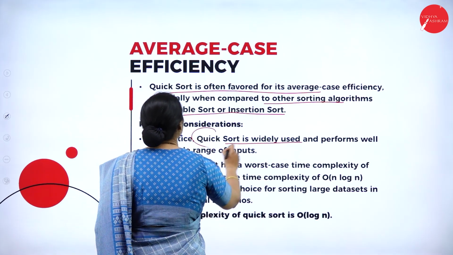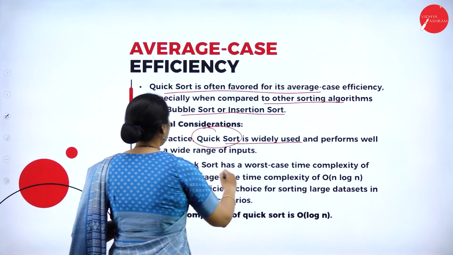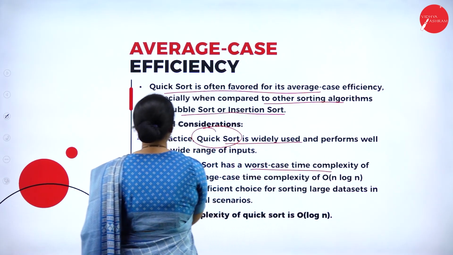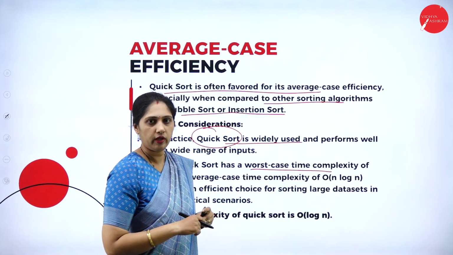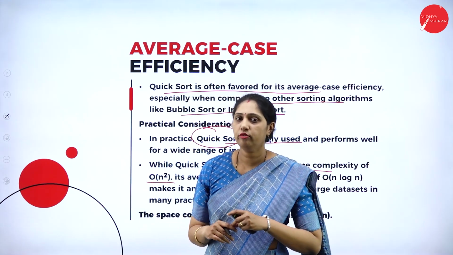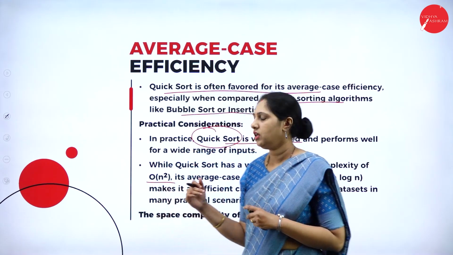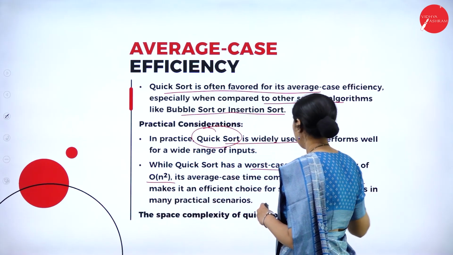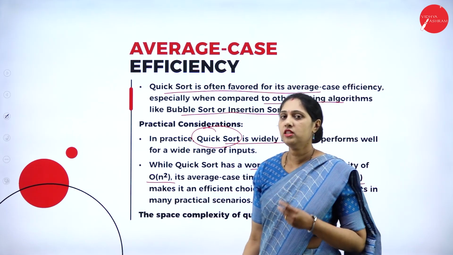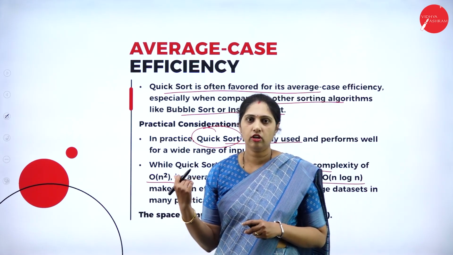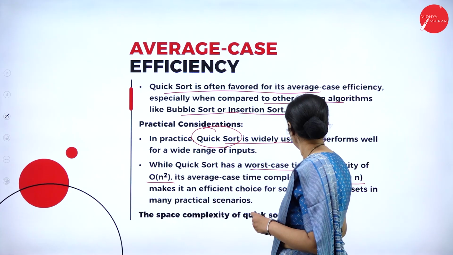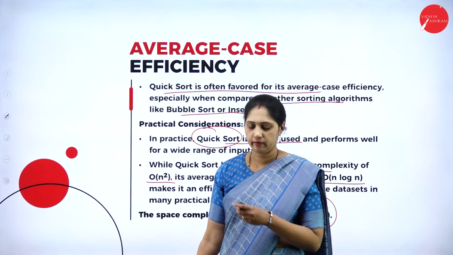quicksort is efficient. While quicksort has a worst case time complexity of big O of n square. So worst case we say big O of n square. What about the average case? It is big O of n log n. And how much space is required for quicksort? It is big O of log n.